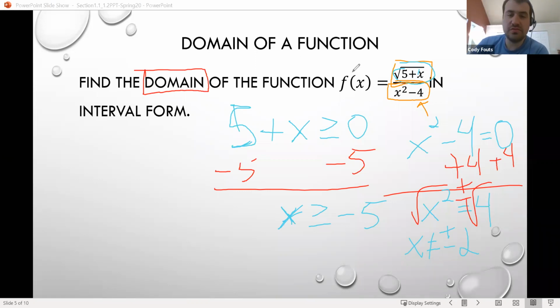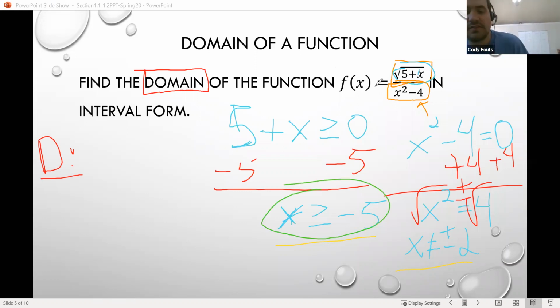So now we have these two different pieces to use to write the domain. We have that x has to be greater than or equal to -5, and it can't be equal to plus or minus 2. So using that, when I go to write the domain, I'll do that over here. Based on the first thing I have from the inequality, x greater than or equal to -5, I know that my domain is going to start at -5, and it can be equal to -5, so I'll put a bracket there, comma.